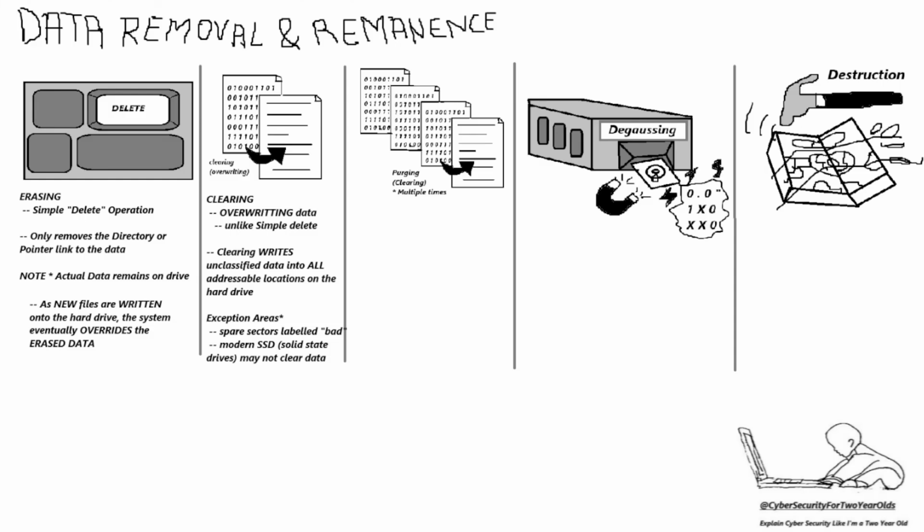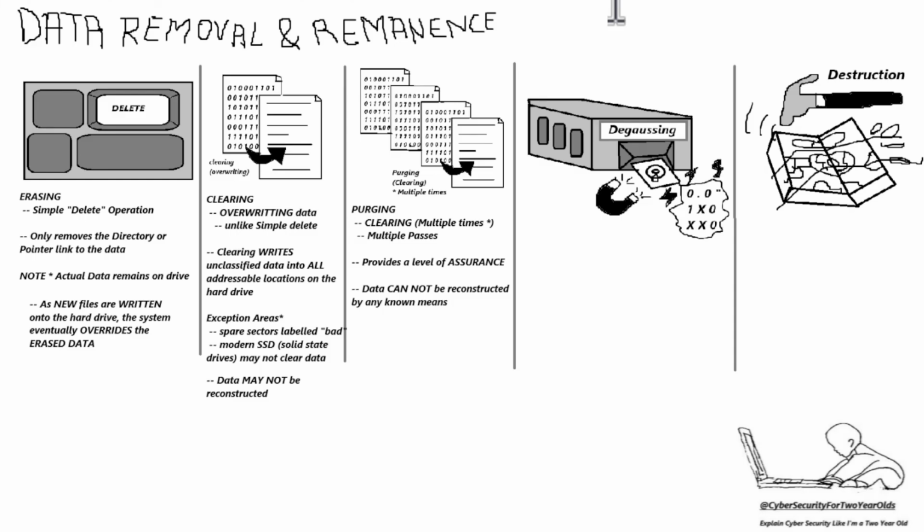The next method is purging, which is an intense version of clearing, where overwriting data is done multiple times, aka multiple passes, which provides a higher level of assurance that data cannot be reconstructed. The key word being cannot versus may not. This is a fundamental difference between clearing and purging, and the degree of confidence each method provides.